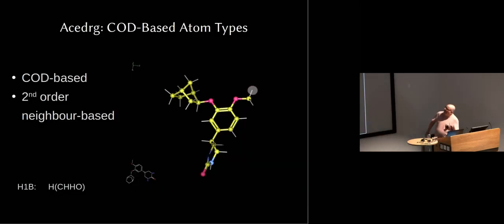Right, so second order neighborhood information. What do I mean? Well, let's compare two atoms here. First of all, this one. This is called H1b. That's a name. What this means is it's a hydrogen connected to a carbon that's connected to a hydrogen, another hydrogen, and an oxygen. That's its type. It's about as simple as it can get.